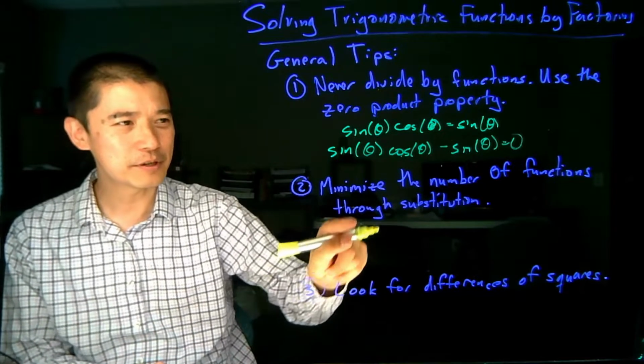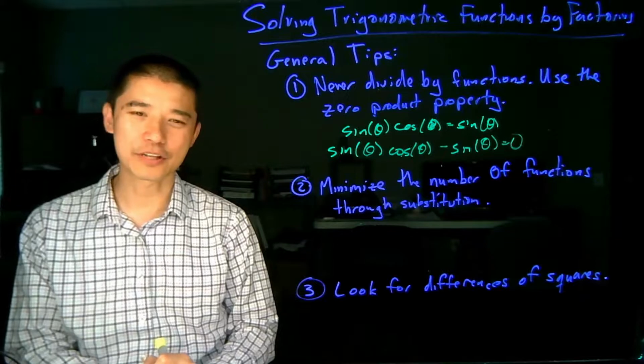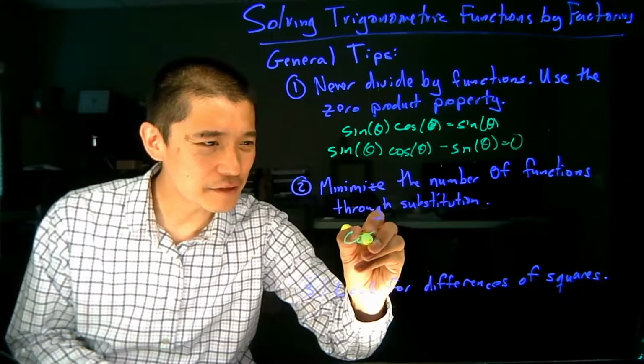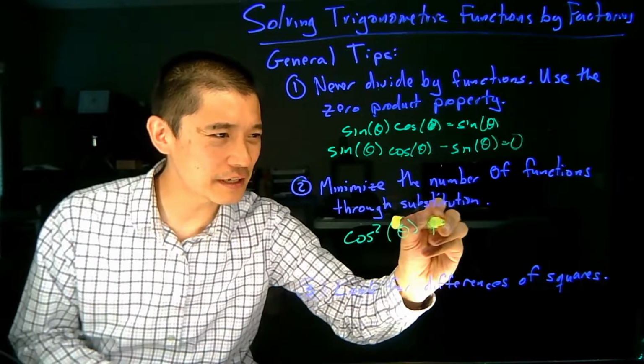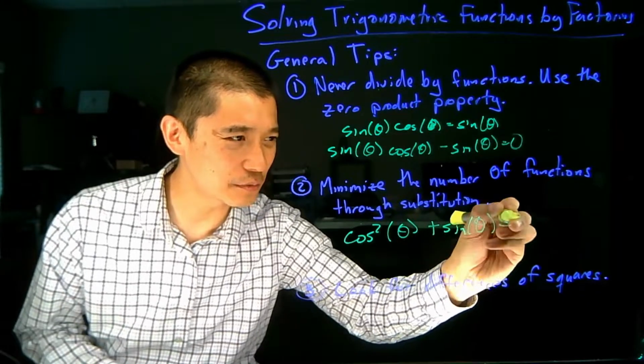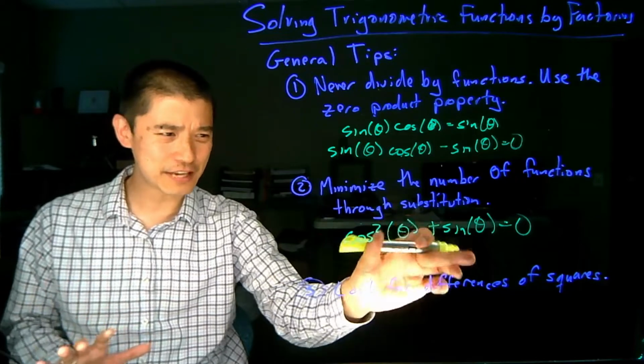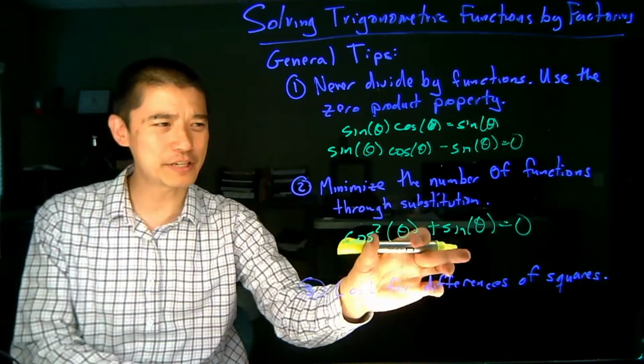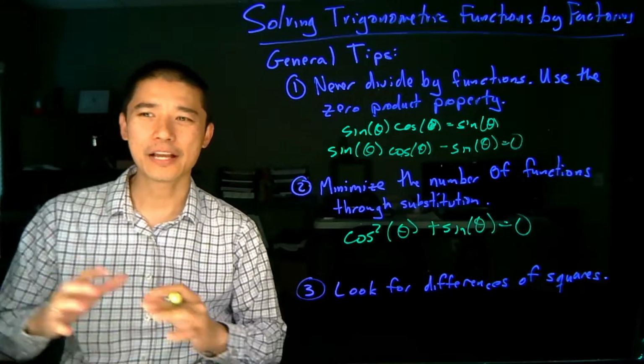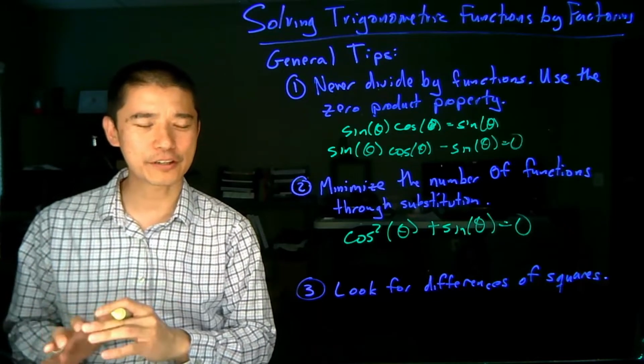Here's the next tip. Minimize the number of functions through substitution. You might have a situation that looks like this. Cosine squared theta plus sine theta is equal to zero. Now, if you see this, you have sines and cosines. You can't really do a factorization because you don't have the same terms here. And so what you can do is you can use the trigonometric identities.